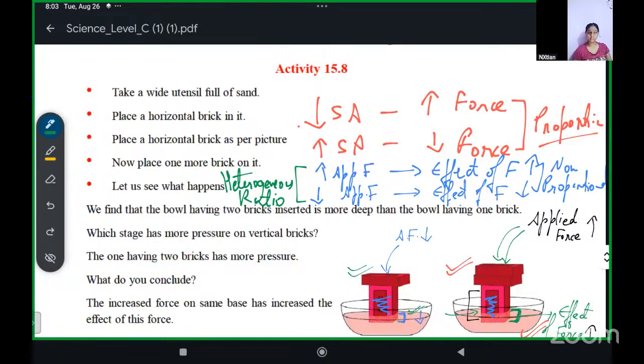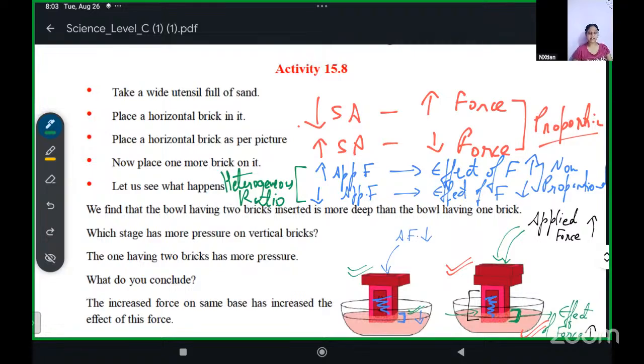So basically, when there's more force, the pressure is more, but the surface area will say whether it will go down or will stay up. Surface area has to do with the force that is applied, or the pressure that is applied.